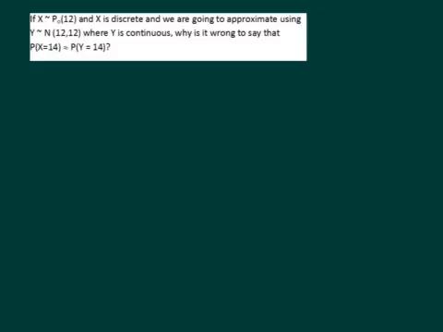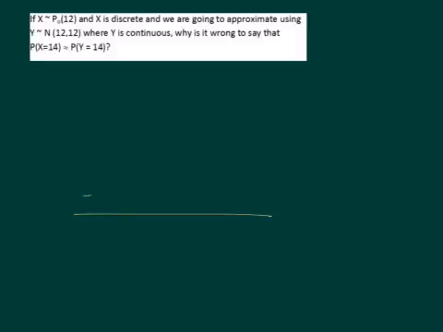So let's consider this problem here. We've got a Poisson distribution with parameter 12, X is discrete, and we're going to approximate this by using a normal distribution, mean 12, variance 12. Y is continuous. The normal distribution is continuous, a Poisson and a binomial are discrete. So why is it wrong to say the probability that X is 14 is approximately the probability that Y is 14?